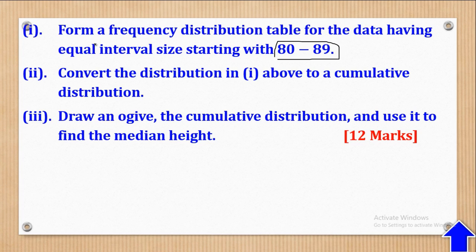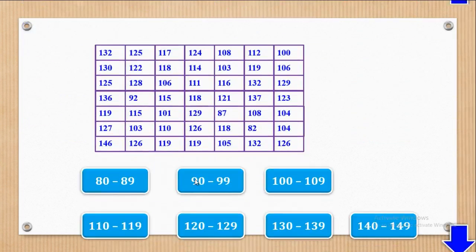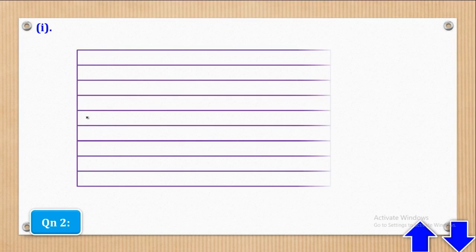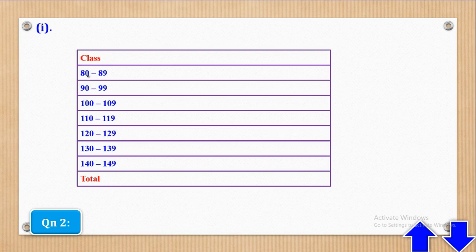So we shall start with Roman 1 where they told you to form a frequency distribution table. You have to first draw our table where we shall fill our values. They told us to start with 80 to 89, so we shall put our classes. From here to here it is plus 9, then plus 1, plus 9, plus 1, plus 9, plus 1, like that. The trend continues until you reach the end.